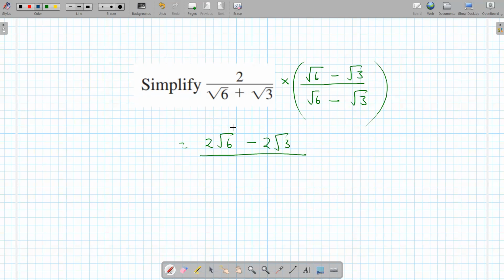Now look at this in the denominator. We have something in the form of a plus b times a minus b in the denominator. This is called a difference of squares. A plus b times a minus b is a squared minus b squared. So here, what do we get? If you do root 6 plus root 3 times root 6 minus root 3, if you use the difference of squares.